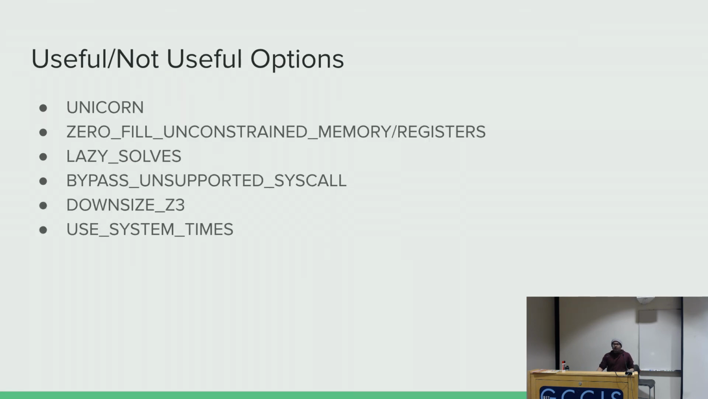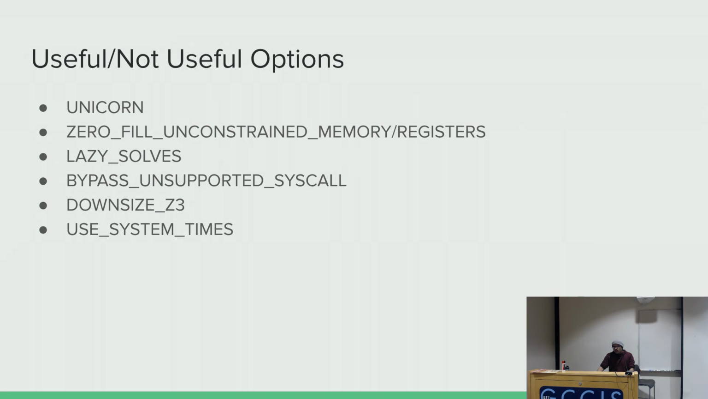Here are some useful options when creating a state. You can use unicorn, which is going to concretely execute; it basically implements dynamic symbolic execution in Angr, using unicorn to emulate instructions instead of using the VEX IR. You can do zero fill unconstrained memory and registers, so if anything in memory or registers is unconstrained, we'll just fill it with zeros. Lazy solves is the feature I was showing you. It's on by default: if we come across a state that has something like 256 possible successors, just dump that path and don't continue down it.